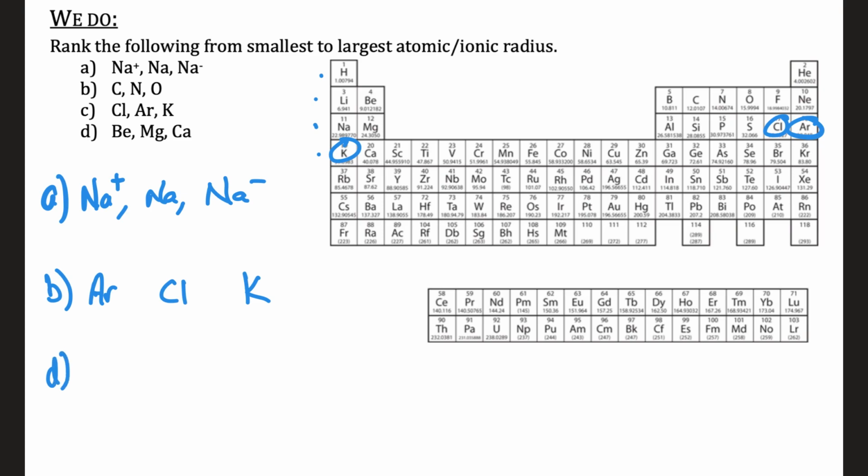And then D, let me change pen colors here. We'll go red. We've got beryllium, magnesium, calcium. Now this is just following the pattern. The smallest should be beryllium. The largest should be calcium. And that's simply because we go from 2 shells in beryllium to 3 shells in magnesium to 4 shells in calcium.